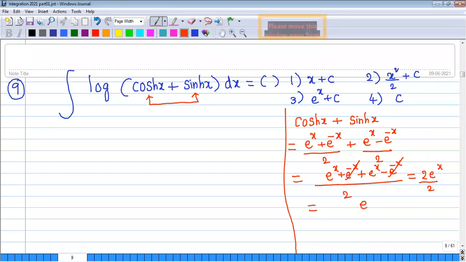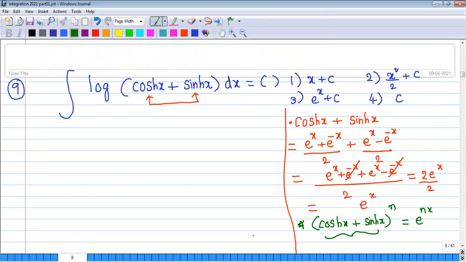One more interesting property in hyperbolic functions also, let me discuss here. This is cos hx plus sin hx. Sometimes the whole to the power of n may also be given. That is nothing but e power nx, because this is nothing but e power x, raised to n, e power nx. Sometimes it may be useful also. Right, let us come to our problem.